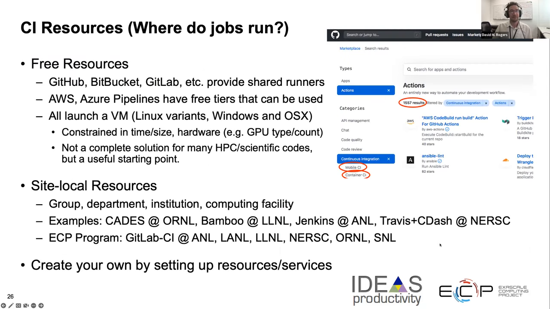Okay, so what CI is out there? I'd recommend getting started on GitHub or GitLab. And if you're using CI as part of your ECP project, hopefully you're already connected to a site liaison who is able to give you specific guidance for your computing site. There are site local resources, and there are also site local resources that are specific for ECP that work across projects, and site local resources that are distinct from ECP. So it's worthwhile to spend some time deciding which kind of service you're going to use to run your jobs.